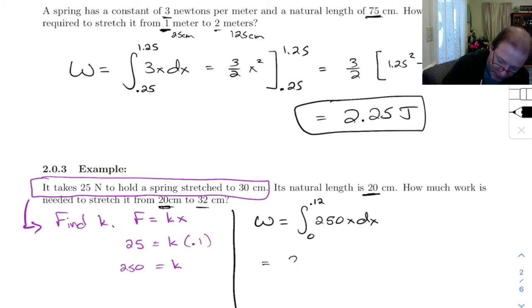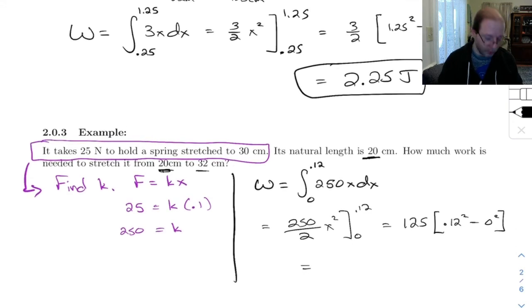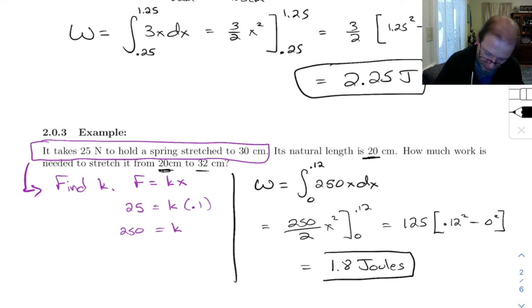So if I integrate that, I get 250 over 2 x squared, from 0 to 0.12. So that's 125 times 0.12 squared minus 0 squared. So again, 125 times 0.12 squared is 9/5, or 1.8. 1.8 joules.